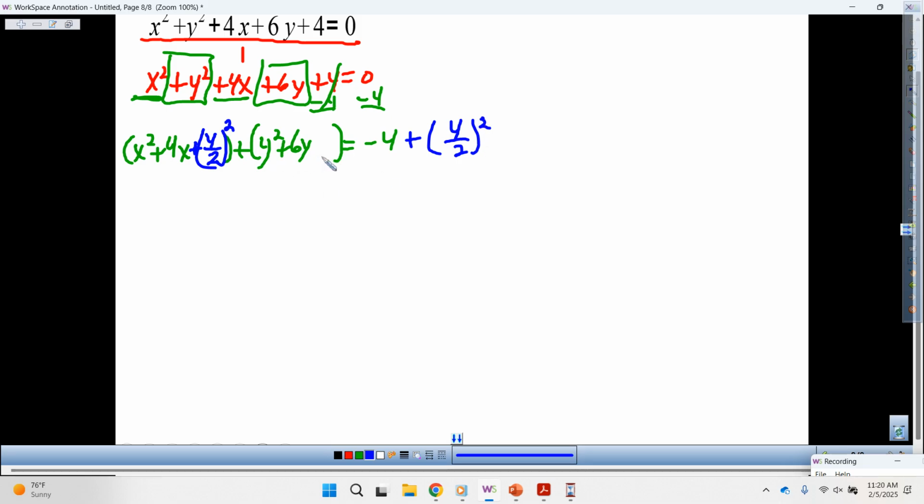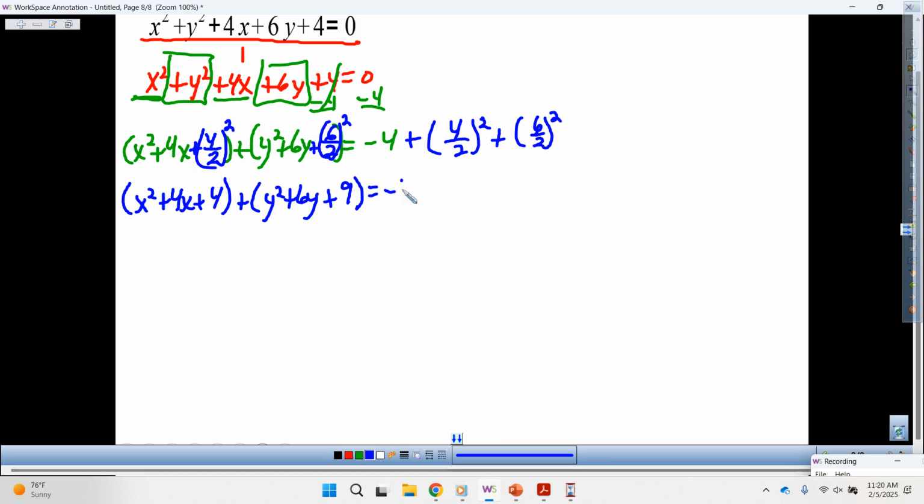Now look at the y. We also need to complete the square at the y. So what do we do here? Same. Plus 6 over 2 squared. Whatever we do to one side, we do to the other side. So we end up with, parentheses, x squared, 4x, 4 divided by 2 is 2, 2 squared is 4, plus y squared, plus 6y, plus 6 divided by 2 is 3, 3 squared is 9, equals negative 4. Then we add 4, and that is 9.